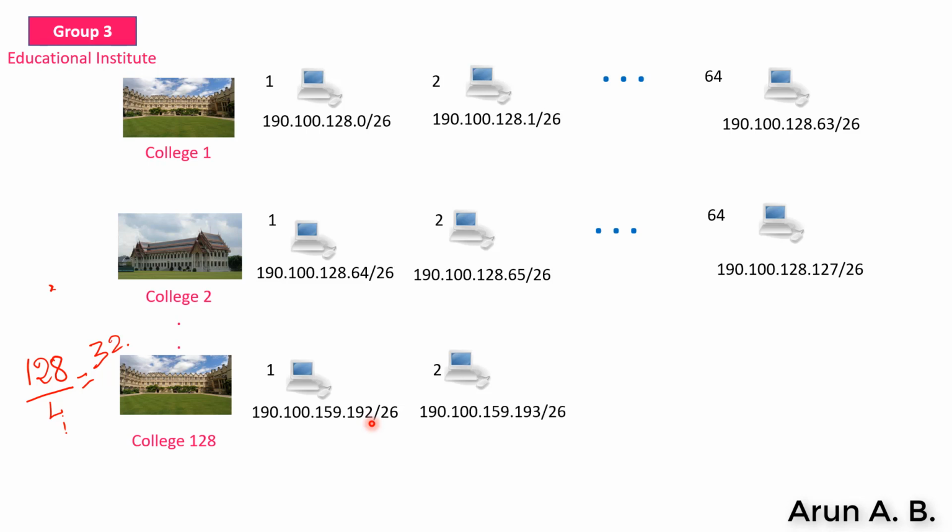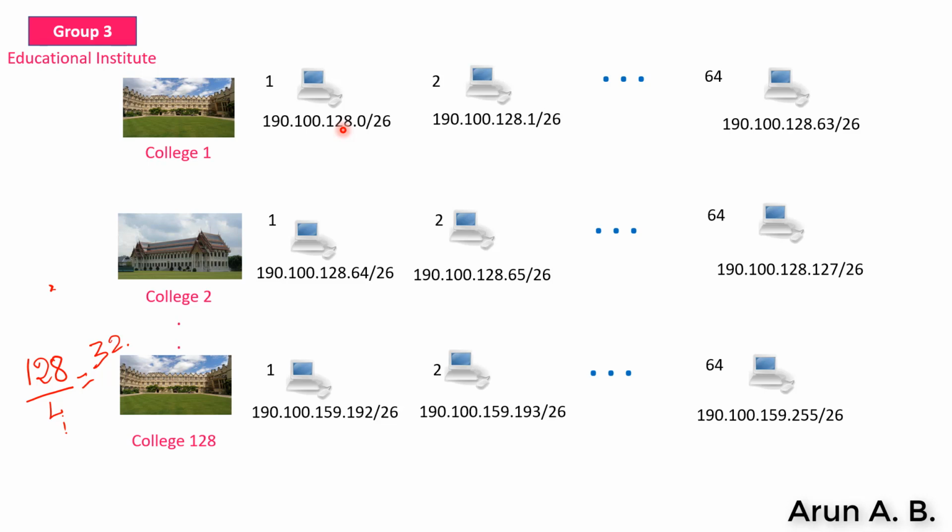The second IP address will be 159.193. The third system will be 159.194. Similarly, the last of the 64 systems will have 159.255. So once again, I want to make it clear that in a single 128 block, we can fit 4 different ranges of IP addresses, 4 different colleges.